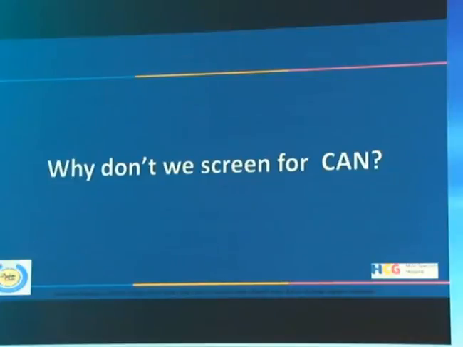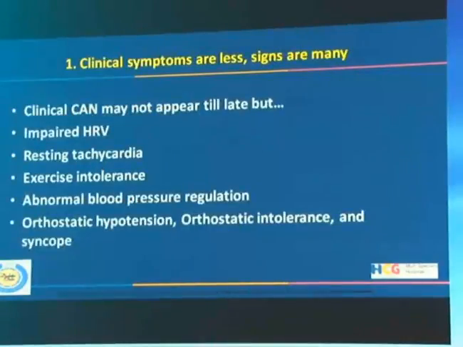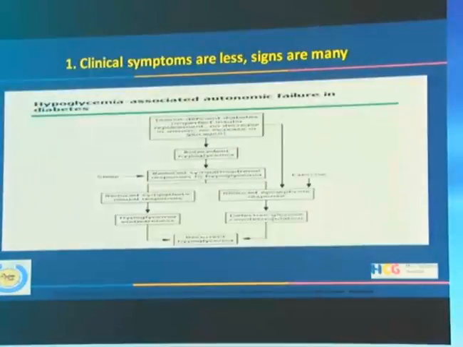But we have 3 important reasons why we don't screen for it, although we know about it. Number 1: clinical symptoms are few, signs are many. Most of the patients do not have clinical symptoms. Even a patient falling down and getting a fracture because of orthostatic hypotension is going to complain about the fracture and not about his orthostatic hypotension. So unless we go and search for it, we are never going to find it. So clinical symptoms are few and signs are many.